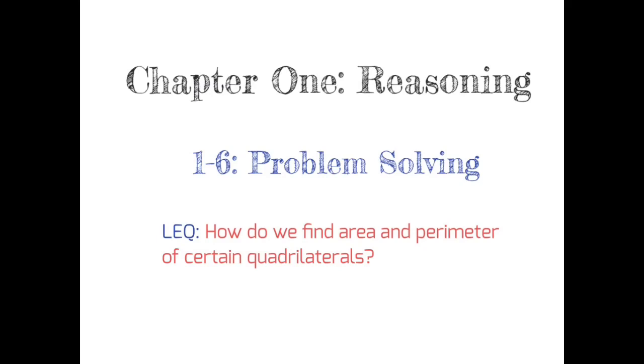Welcome to the final lesson in Chapter 1 about reasoning. This lesson is about problem solving. How do we find area and perimeter of certain quadrilaterals?